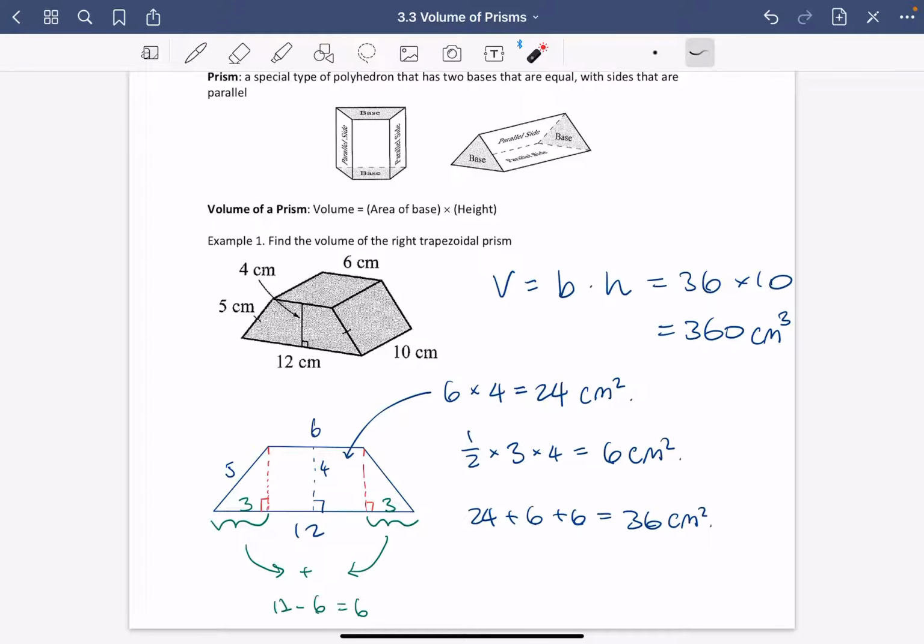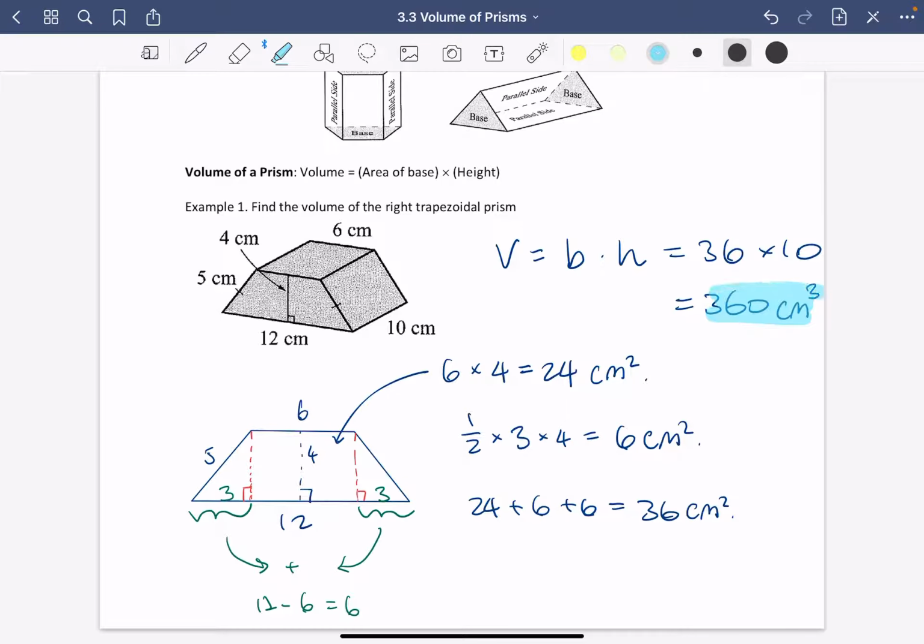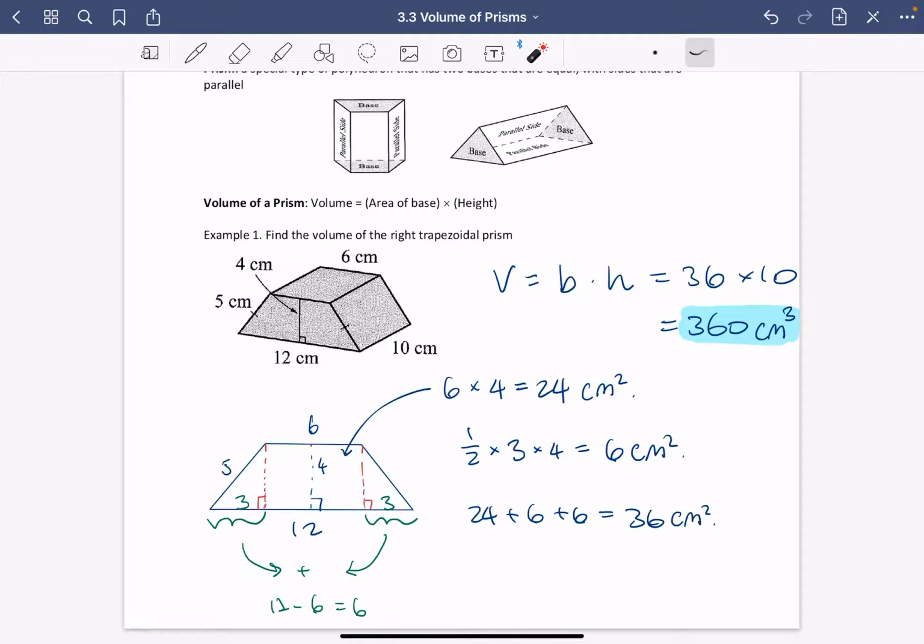Okay, let's wrap up this question. So the answer is the volume is that. And remember, whenever you have a unit, you must put a unit in your answer as well. So in this question, the unit is centimeter, so your answer has a unit as well. Alright, so let's move on to the next question then.